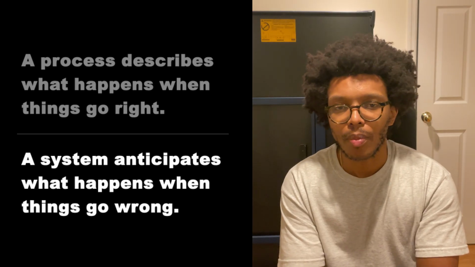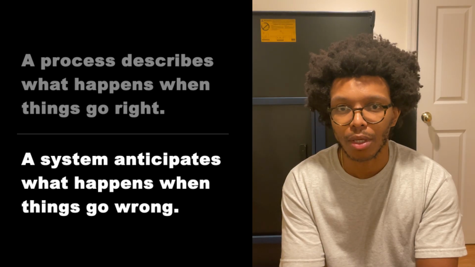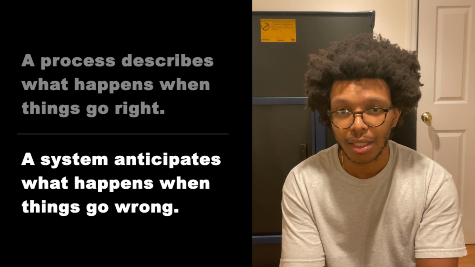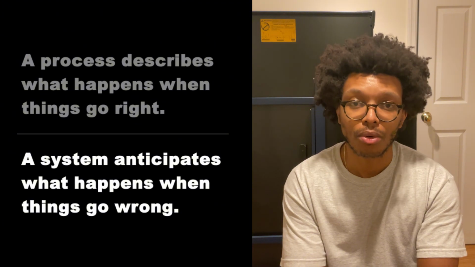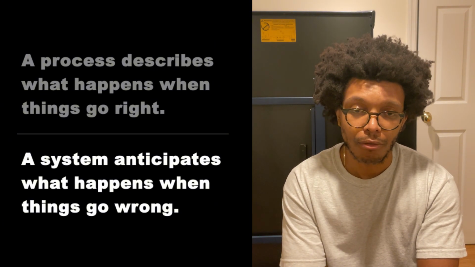This is the difference between a process and a system. A system describes what happens when things go right and when they go wrong. You want to have versatile and resilient systems.